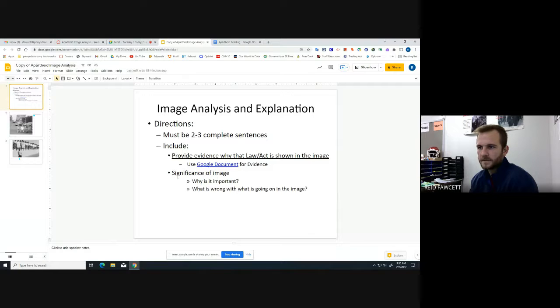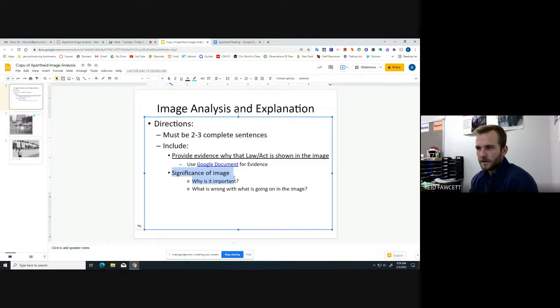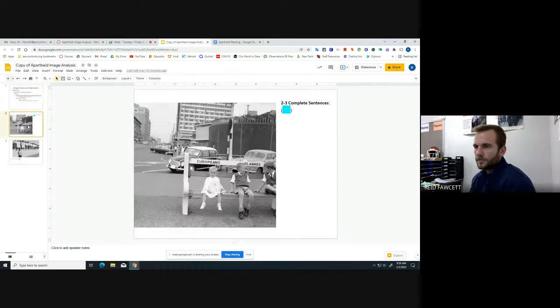And then your second sentence should be the significance. Why is it important? What is wrong with what is going on in the image? That's kind of more of an opinion piece from you. All right, so we're going to do the first image together, and then you're going to do the second image. So I'm going to walk you through how to complete this.